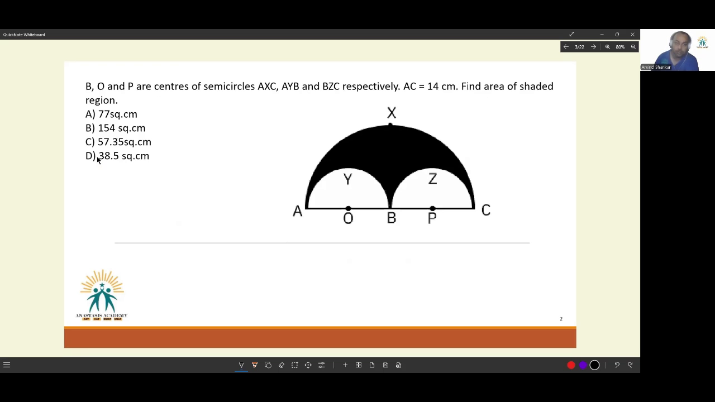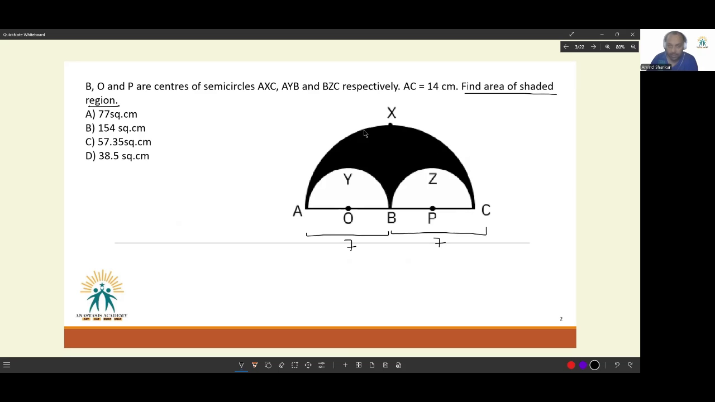Okay. Next question now. B, O, P are centers of semicircles AXC, AYB, and BZC respectively. AC is equal to 14. If AC is 14, then AB has to be 7 and BC has to be 7. Find the area of the shaded region.